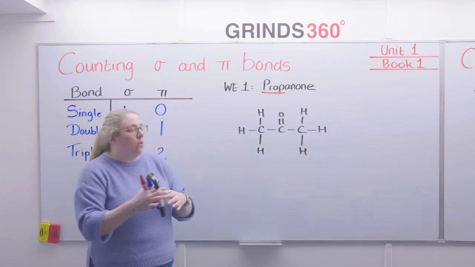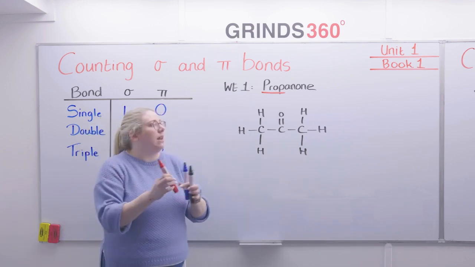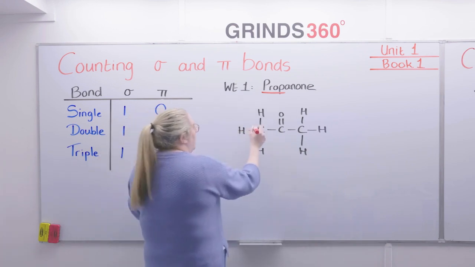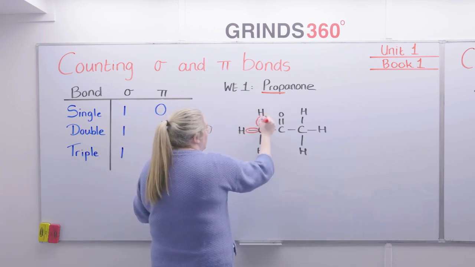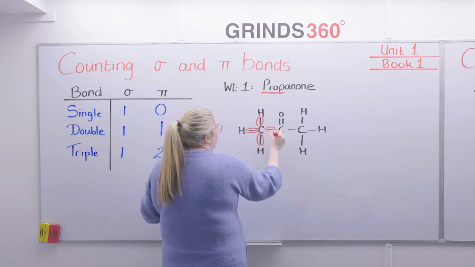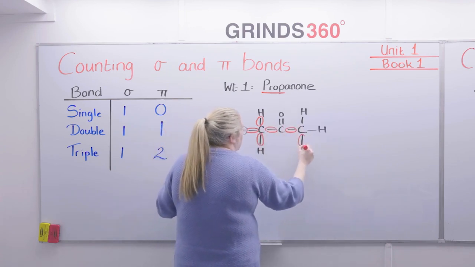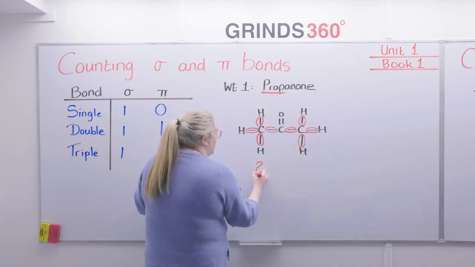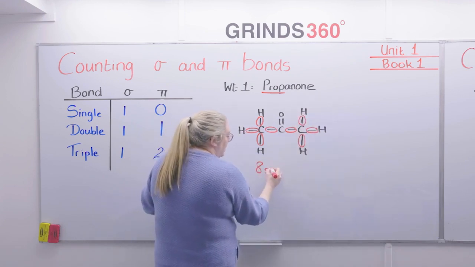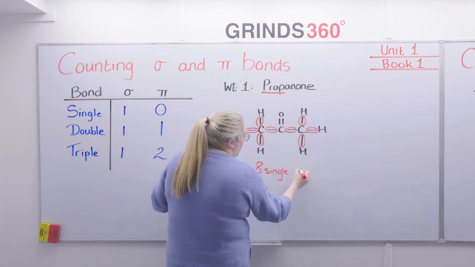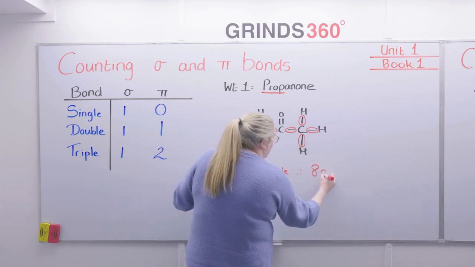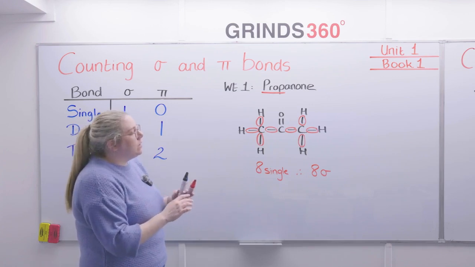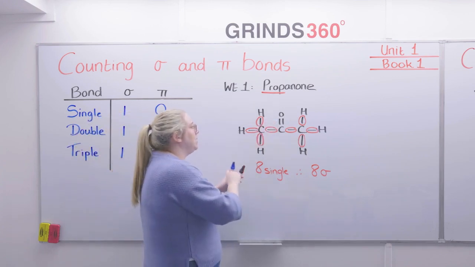So for this, I'm going to pick one color highlighter, which are my pens, and I'm going to highlight all of the single bonds in that molecule. So I have 1, 2, 3, 4, 5, 6, 7, 8. That means I have 8 single bonds in that molecule. Therefore, I have 8 sigma from the single bonds. Now let's look for any other types of bonds. I haven't highlighted this one here.